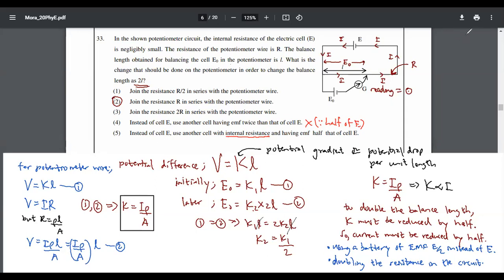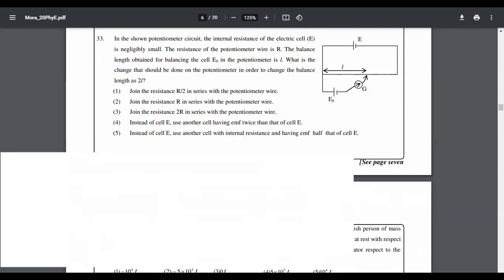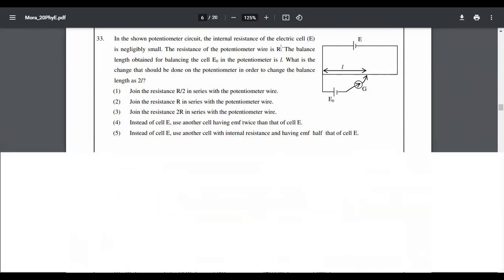Okay. I'll take one more minute and explain that to you with quick numbers. Now imagine a situation like this. Let me quickly draw the diagram. I have a battery, no internal resistance. E is equal to, let's say, 10 volt, no internal resistance. And I have the potentiometer wire. And let's say I have this E naught.